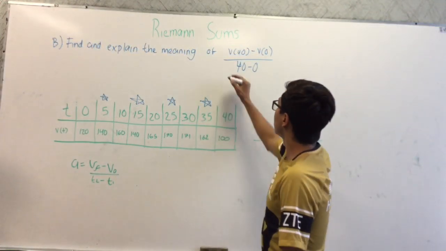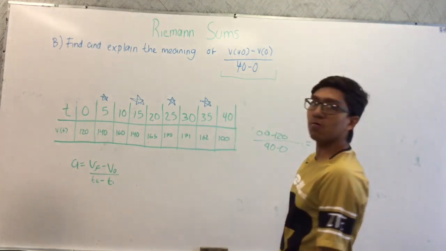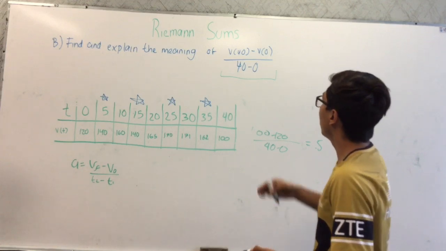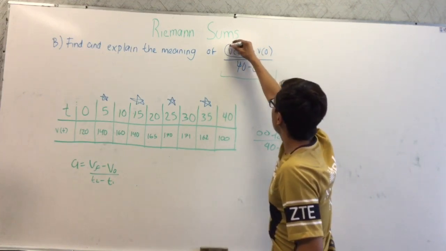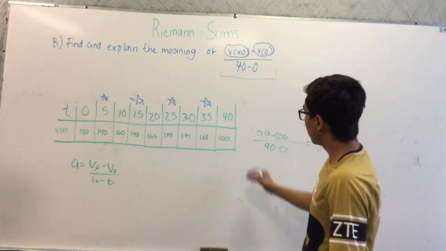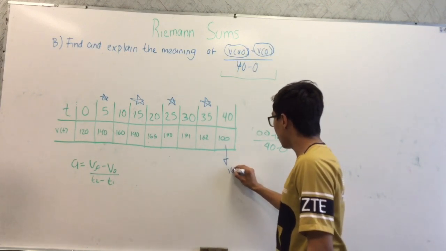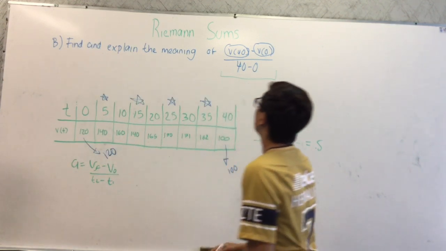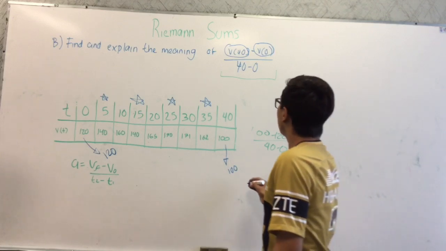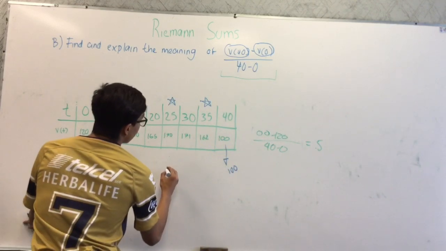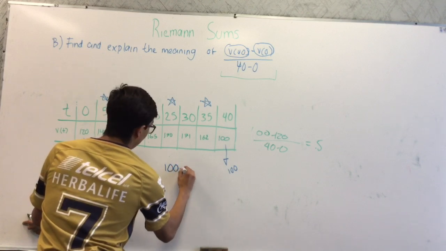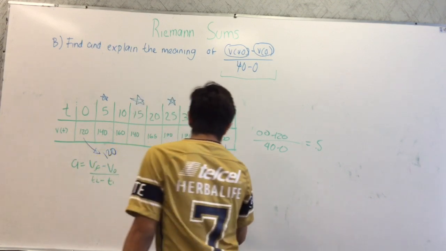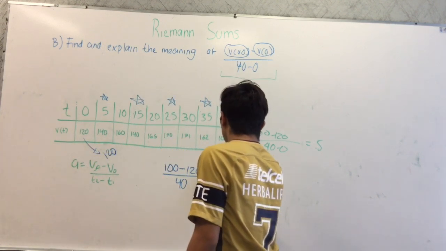The next part is to get the value of this formula. This formula says that we need to take the value of v of 40 and v of 0. In this case, it is 100 and 120. Finally, we need to do the computation. The final answer is 0.5.